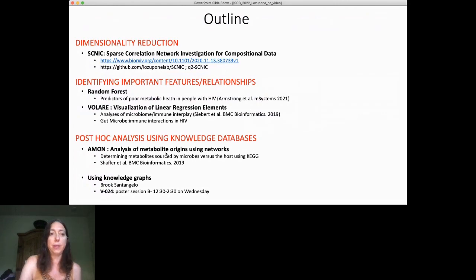that we developed for dimensionality reduction in microbiome data. Next, I'm going to talk about workflows for identifying important features and relationships between features using combinations of random forest, linear regression, and network analyses. And then I'm going to talk about tools for post hoc analysis, so that once you have identified these important features, we can develop robust hypotheses that can be tested in the lab regarding why they may be important.